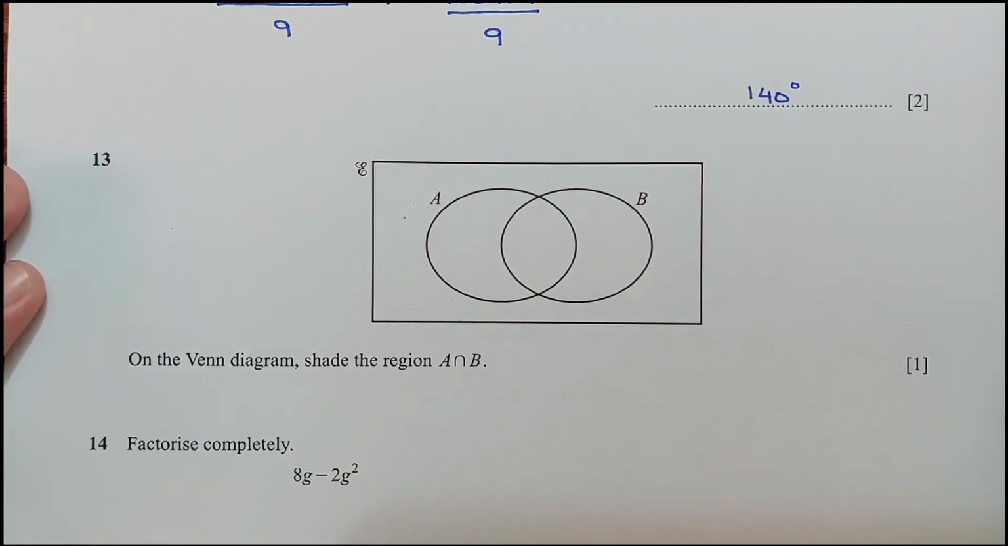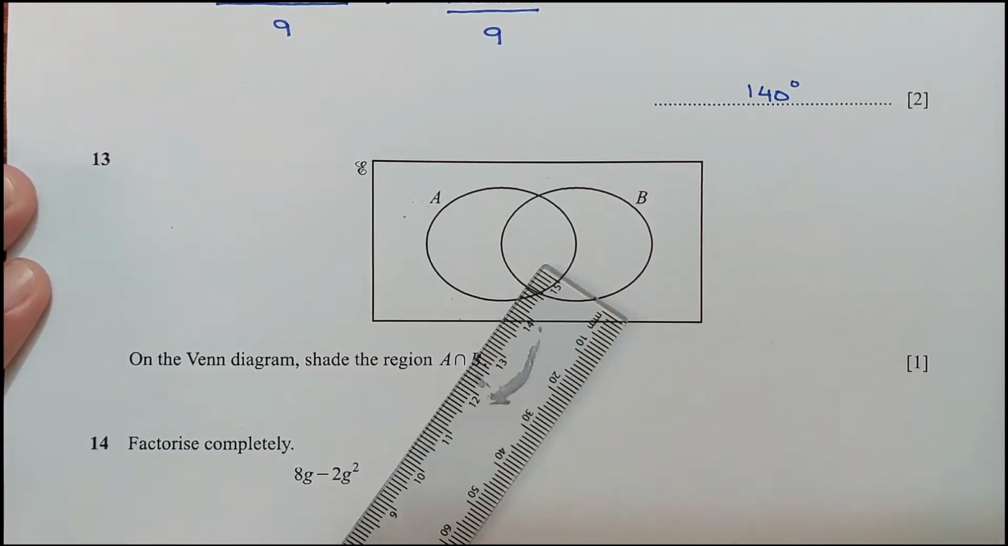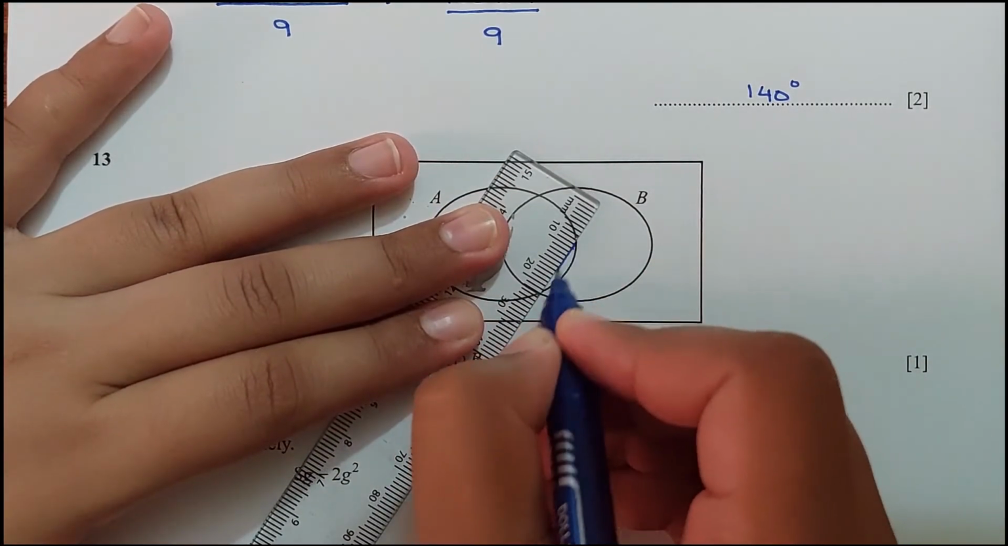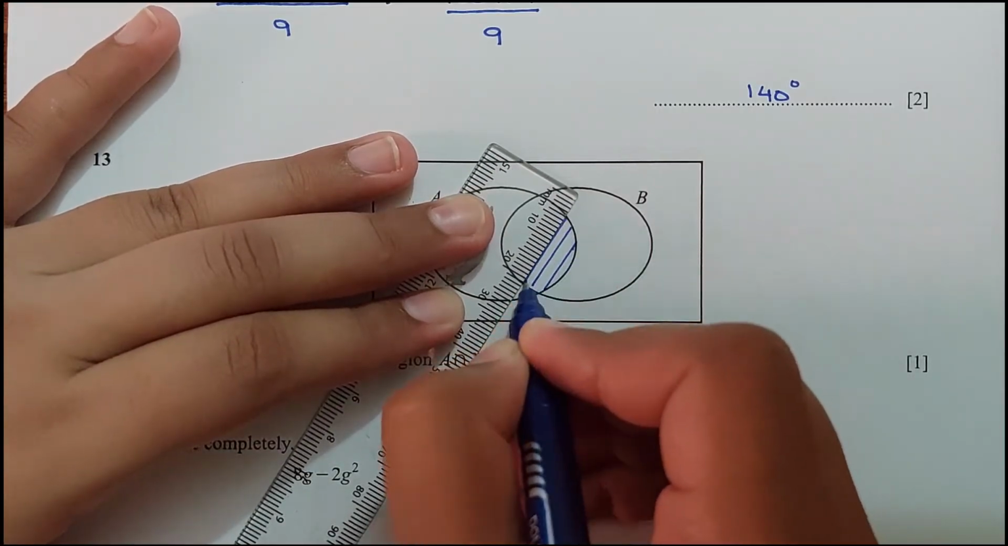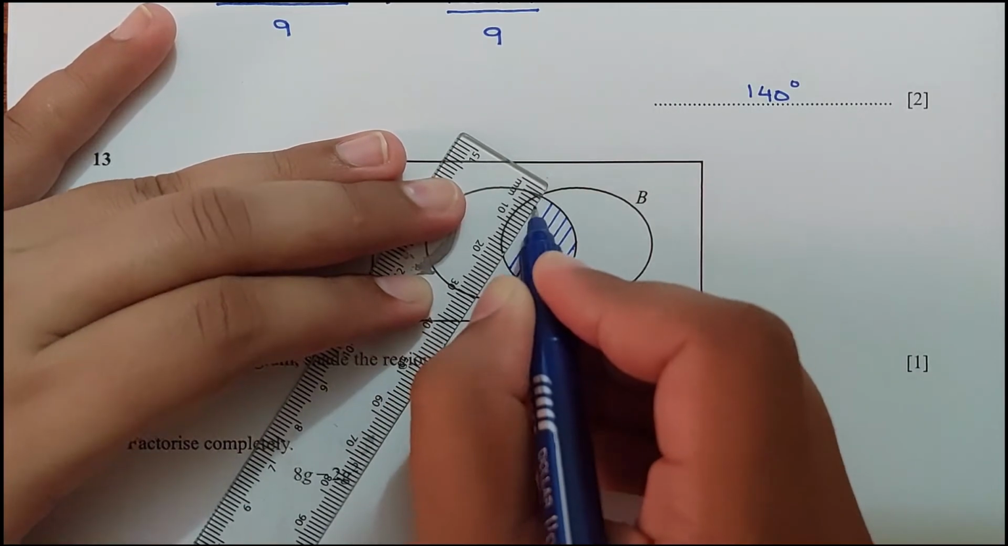This is 140 degrees. This is the measure of one interior angle of the regular 9-sided polygon. Now moving to question number 13. On the Venn diagram, shade the region A intersection B. So A intersection B is this region. That's pretty easy.